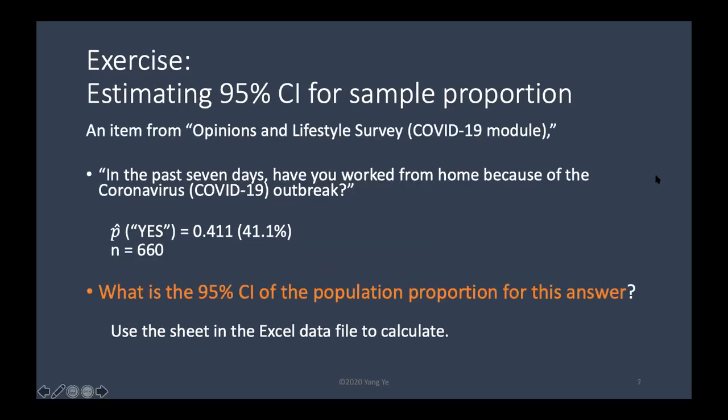We're going to use the data that I just shared with you to do a quick 95% confidence interval estimation. So this is an item from another survey that they did during the pandemic, asking about opinions and lifestyle. I've only included one table from this data set, the survey. So I'll share it with you on the screen.